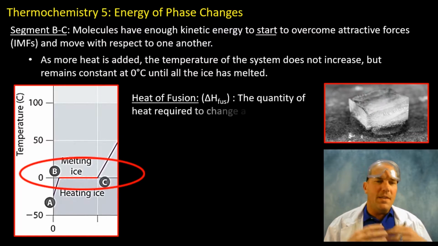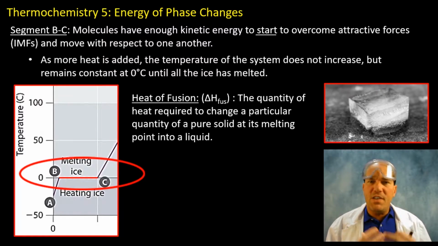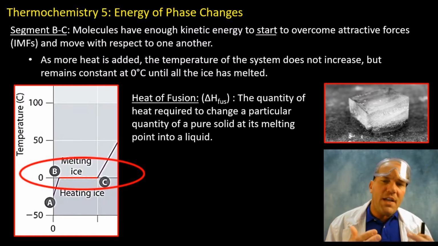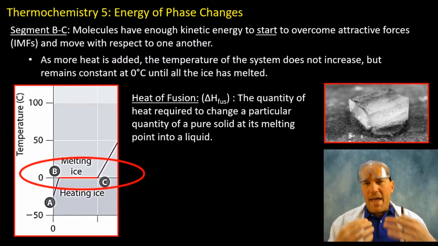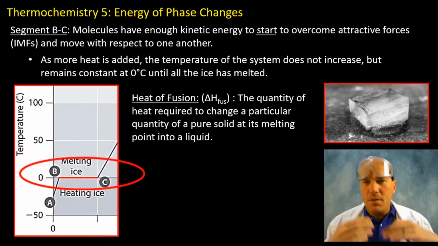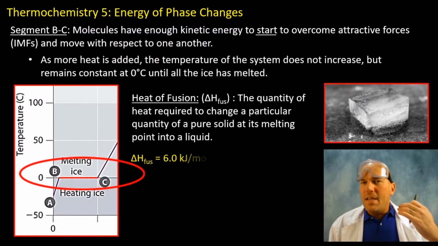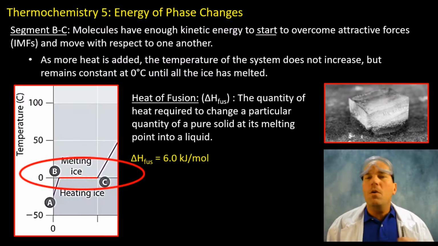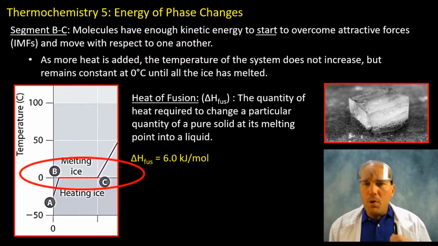This is called the heat of fusion, or enthalpy of fusion, often denoted with the subscript FUS for fusion. It is defined as the quantity of heat required to change a particular quantity of a pure solid at its melting point into a liquid. The enthalpy of fusion for water is 6.0 kilojoules per mole.